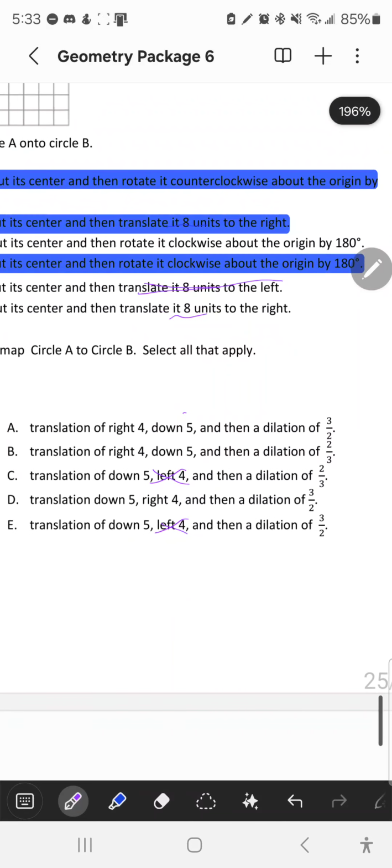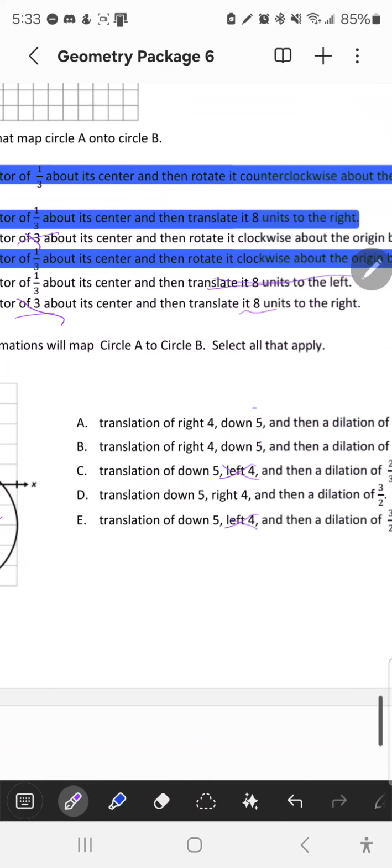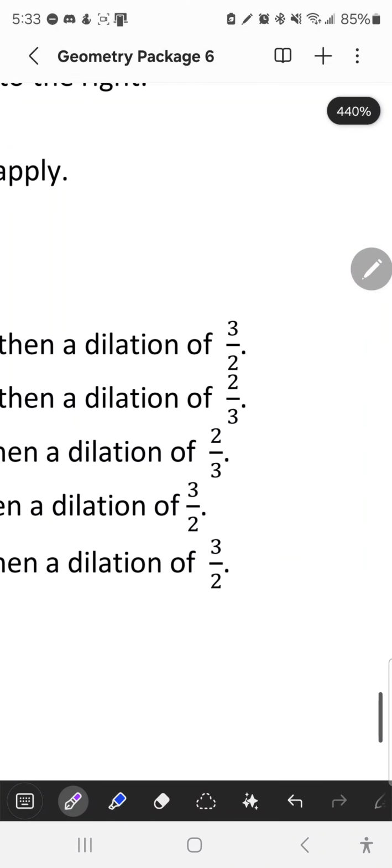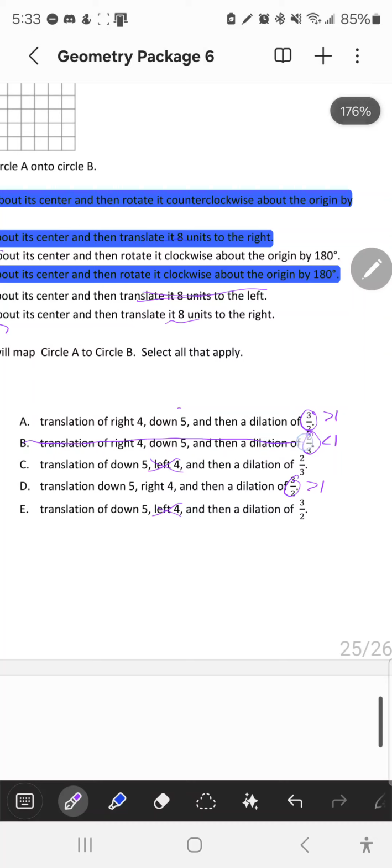Now let's see the dilation. Which dilation is right? Is it becoming bigger or smaller? That's a real question. It is becoming bigger. If we see here, this is greater than 1. This one is smaller than 1. And this one is greater than 1. If it is smaller than 1, I'm going to cross it out because it's becoming bigger, and to make it bigger, it needs to be greater than 1.